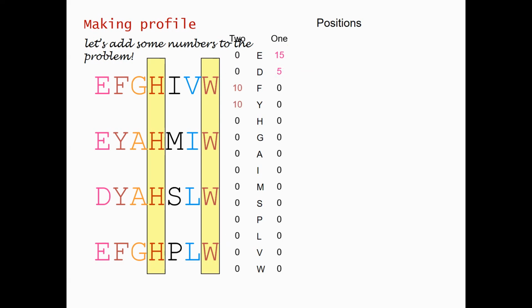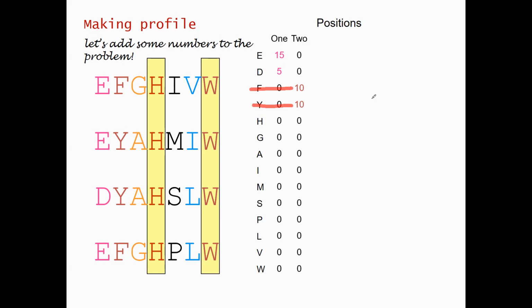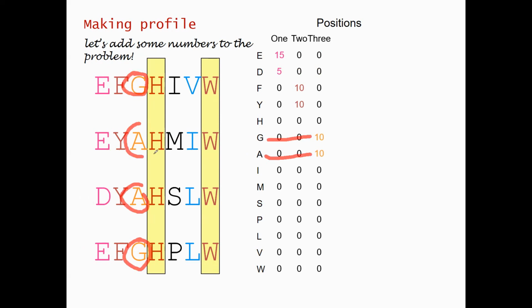Now, at position number 2, you see that equal numbers have been given: 10 to F and 10 to Y, because F and Y are in equal number, 50% F and 50% Y. At position number 3, again we give the same: 10 to G and 10 to A, 50-50%, because there are 2 G's and 2 A's at this position.